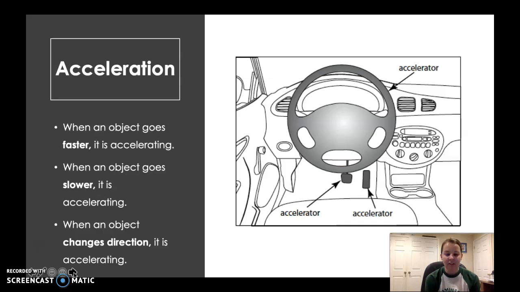Additionally, acceleration can mean a change in direction. Therefore, our steering wheel can be seen as an accelerator because it enables our car to turn or change directions. A complete definition of acceleration would be any change in speed and/or change in direction of an object.